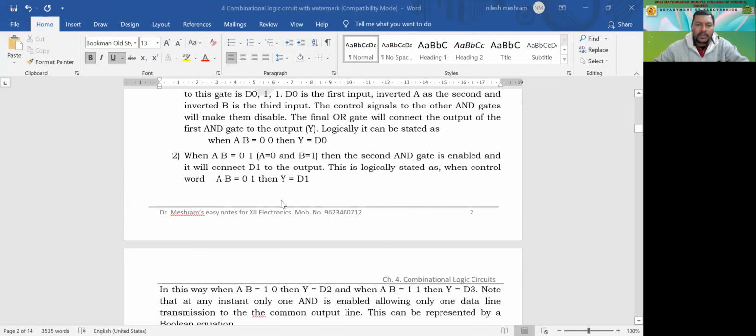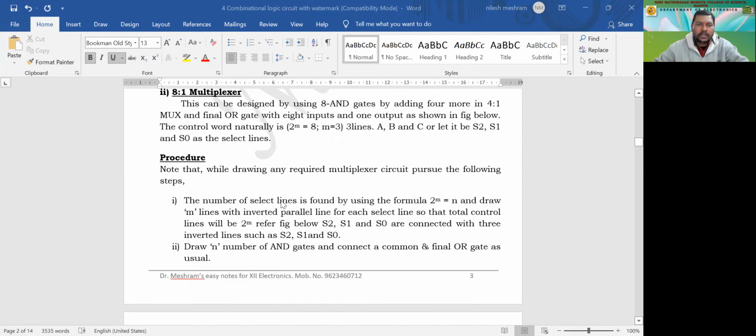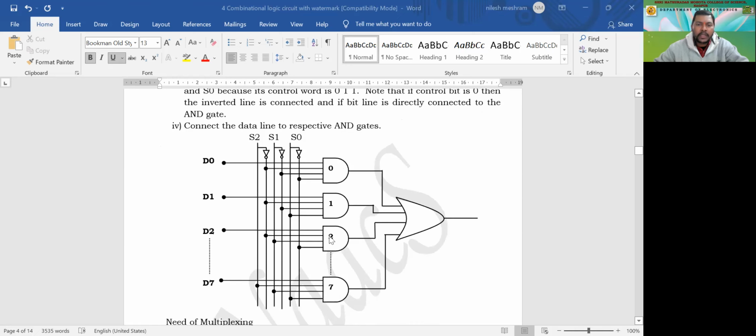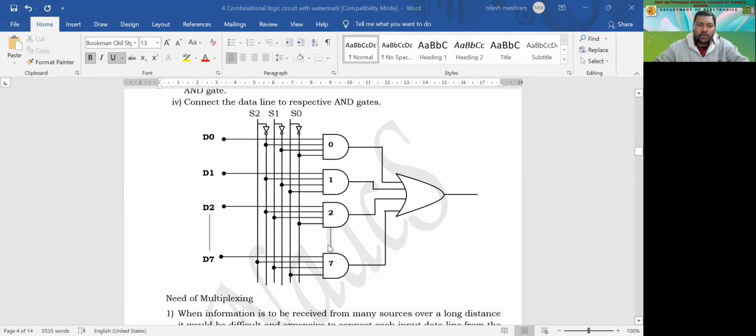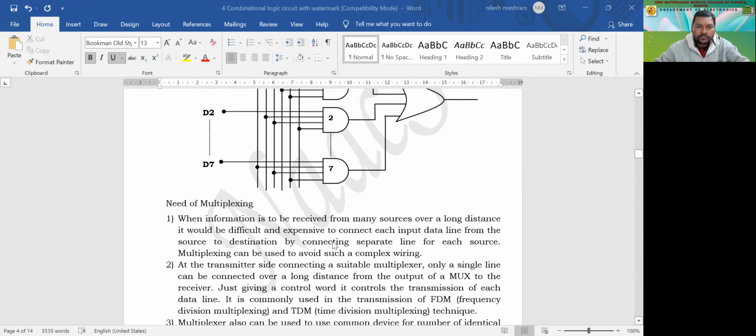And of course, we have also studied the 8 is to 1 mux, in which we are expected to use 8 AND gates and 3 select lines. So 3 select lines give you 8 codes, and according to those 8 codes, we are able to select one of the inputs D0, D1, D2 up to D7. Right. So this is the circuit for the 8 is to 1 mux. And what is the need of multiplexing?